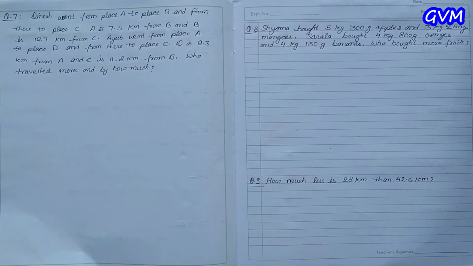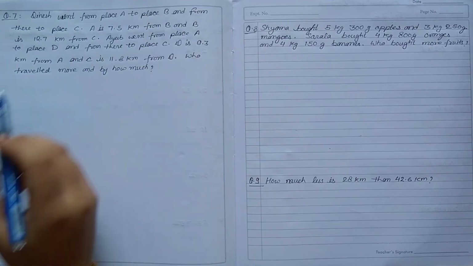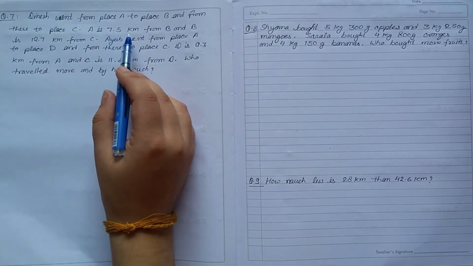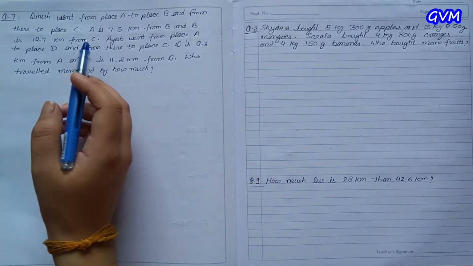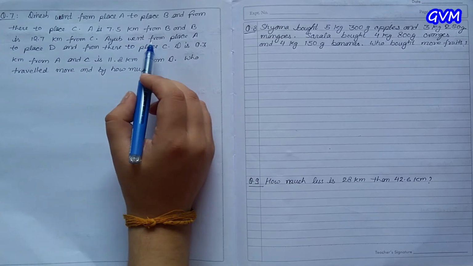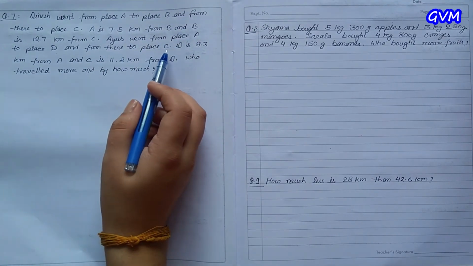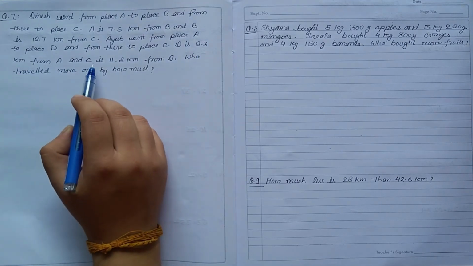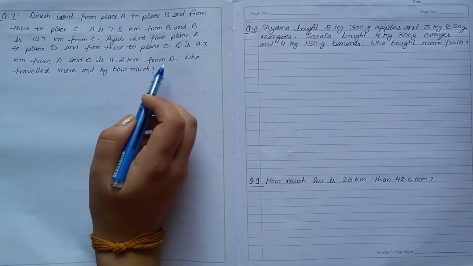Now let's come to question number 7. Dinesh went from place A to place B and from there to place C. A is 7.5 km from B and B is 12.7 km from C. Ayub went from place A to place D and from there to place C. D is 9.3 km from A and C is 11.8 km from D.